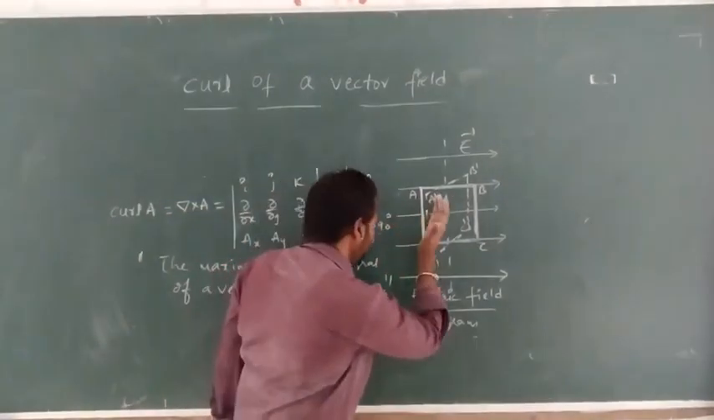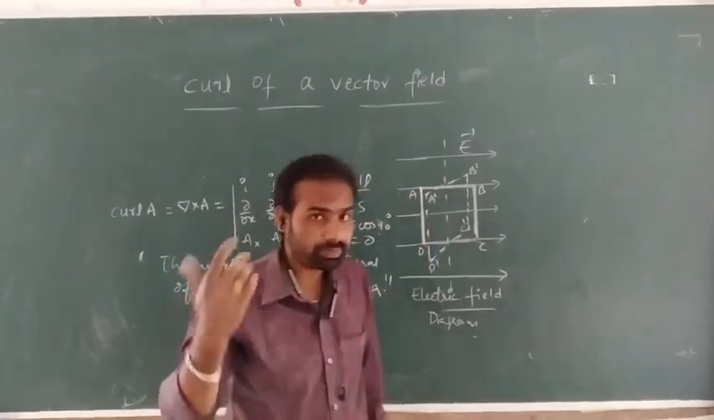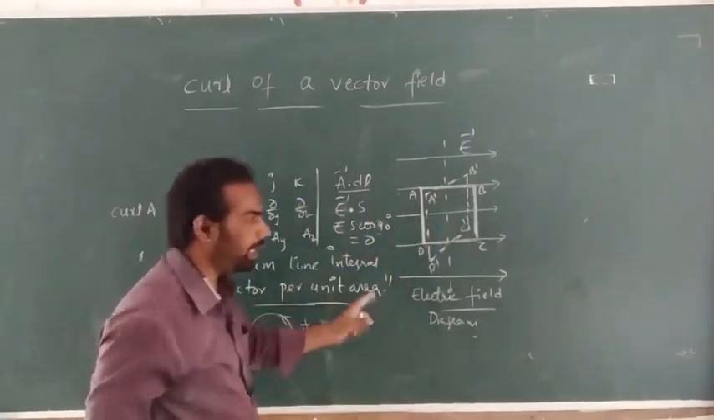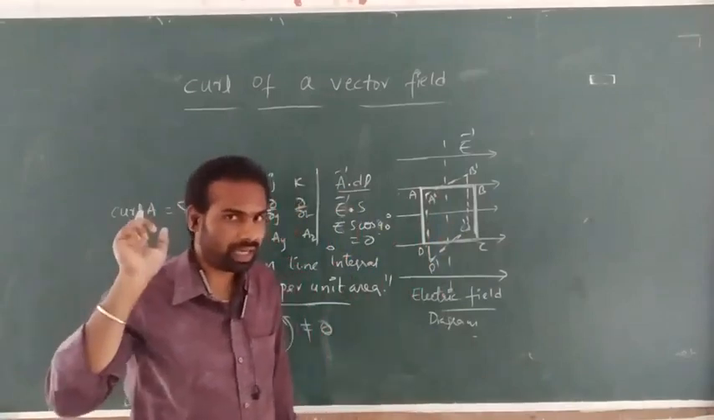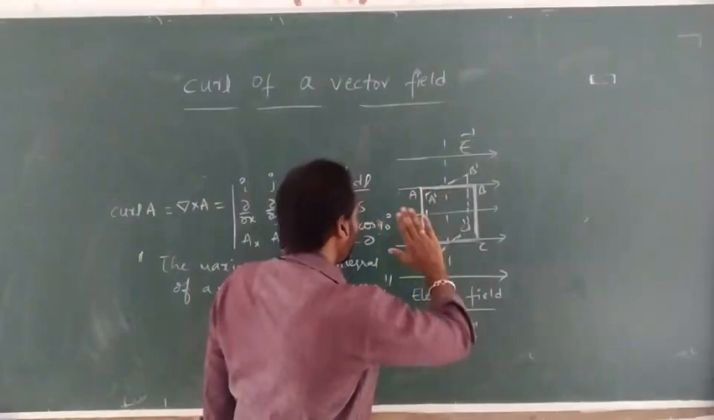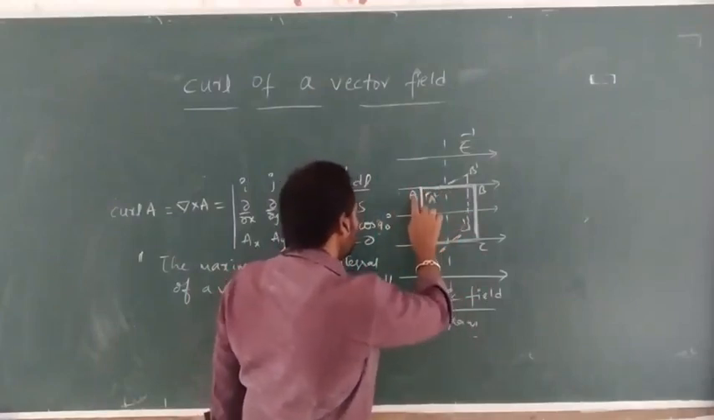But at a certain orientation, it will become maximum. That maximum line integral of a vector per unit area is our curl of a vector. Now, at this orientation, at this angle, it is 0. Now, slowly it is rotated. Now, what is the position?